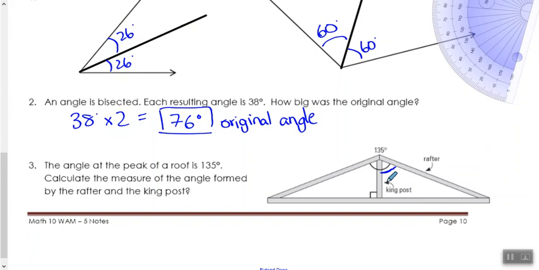So if you're making a roof, you would want to check this. If you know your roof is supposed to be 135 degrees, you can check this angle right here to make sure that you have this king post properly installed at 90 degrees. Okay, so 135 degrees divided by 2, and I get 67.5 degrees, which is the angle between the rafter and the king post.